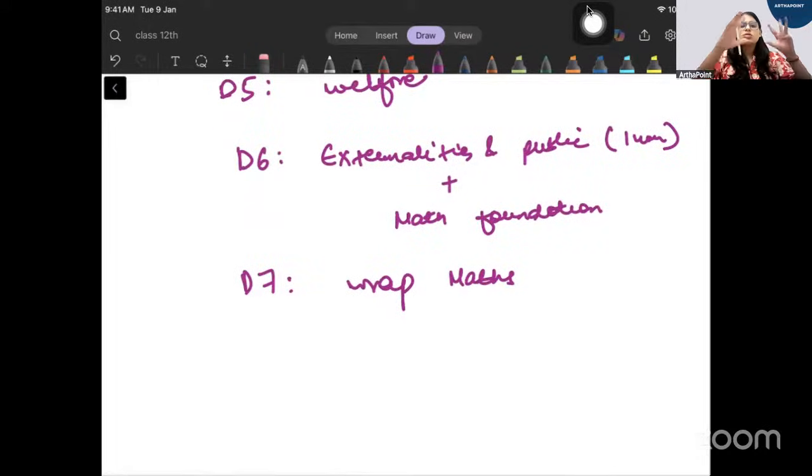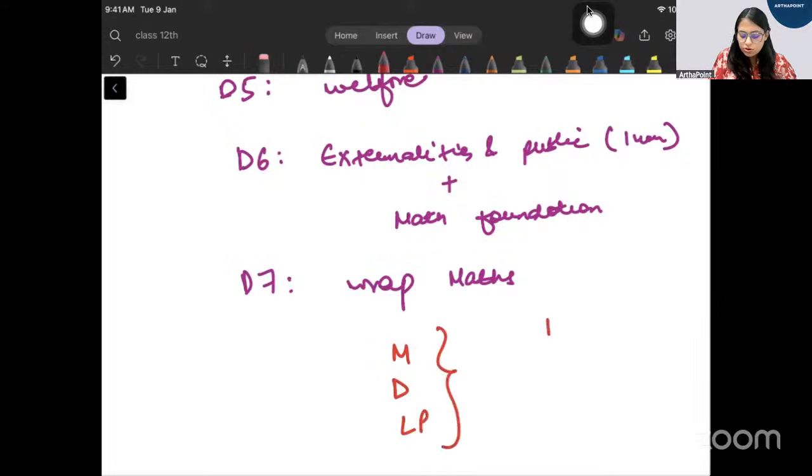Maths में जितना हमने marathons में किया है is more than enough. What will you focus on? You will focus on matrix, determinant, linear programming. You will focus on difference equation, differential equation.